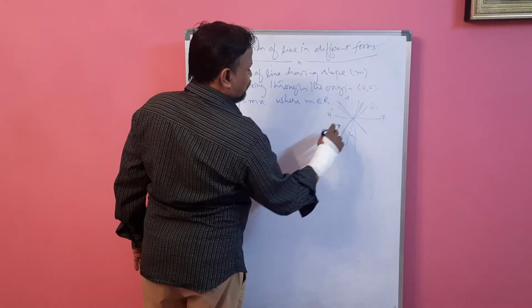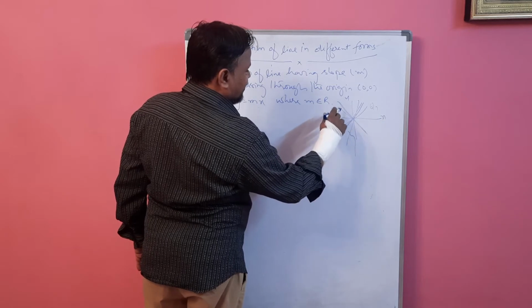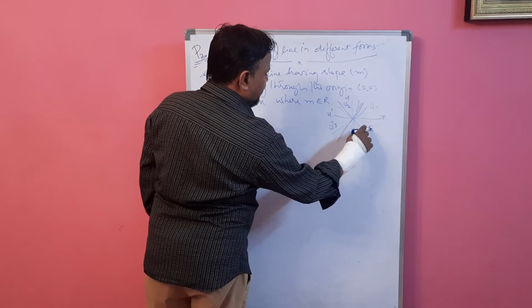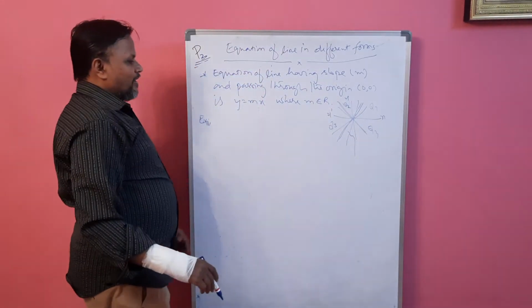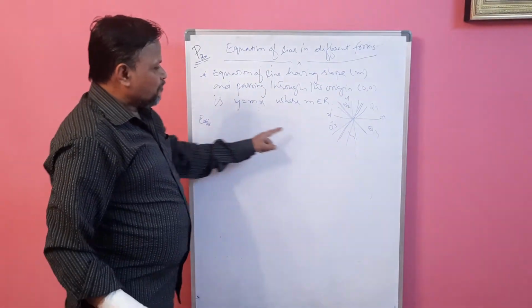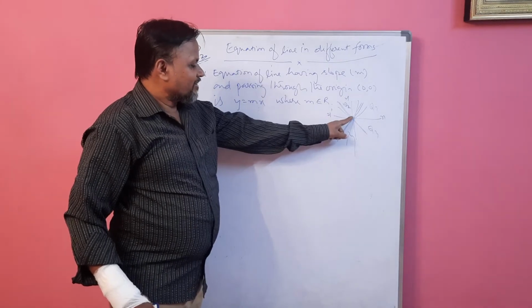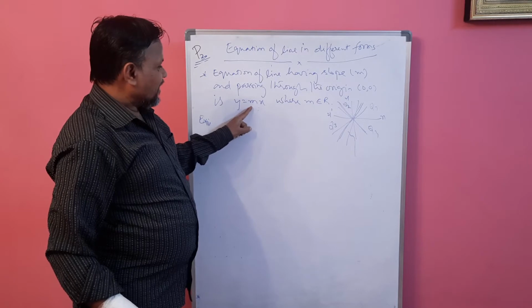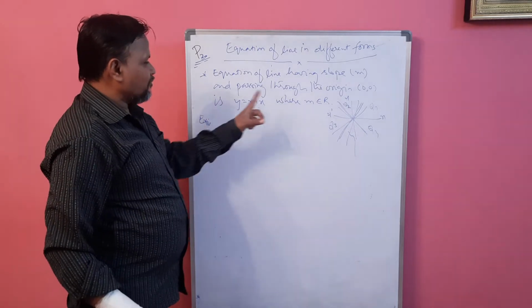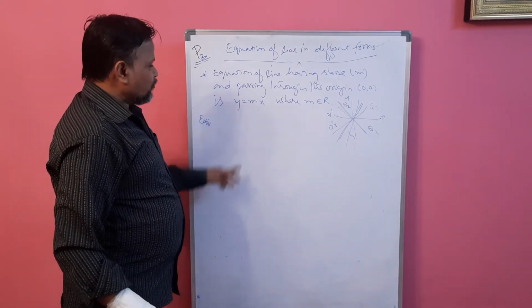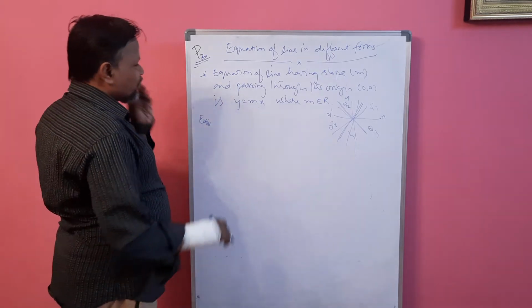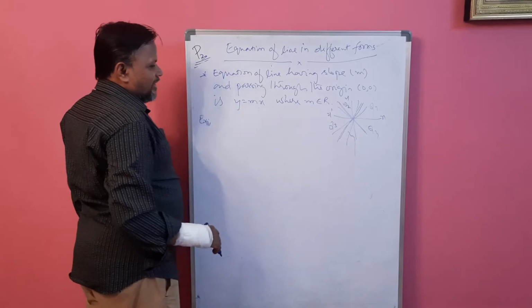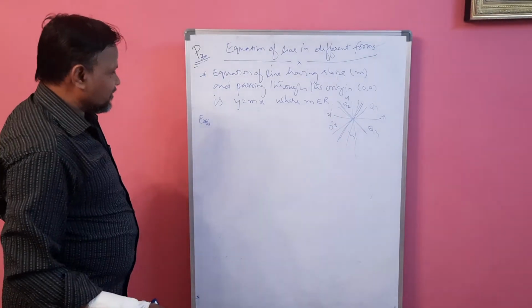Maybe a line passes through quadrants 1 and 3, or through quadrant 2 to quadrant 4. Anyway, any line which passes through the origin and whose slope is m is like this. So y = mx is the equation of a line passing through the origin.